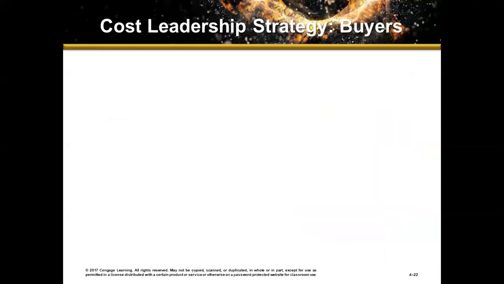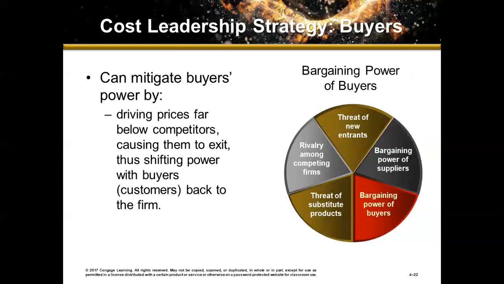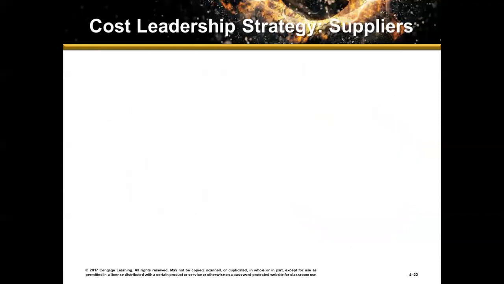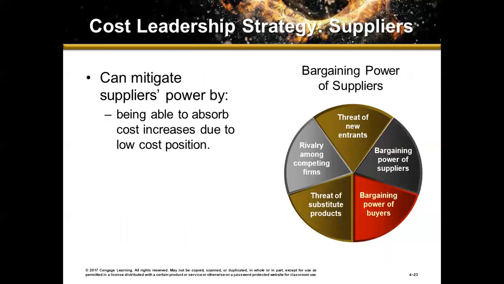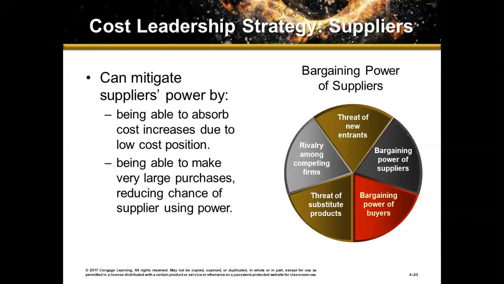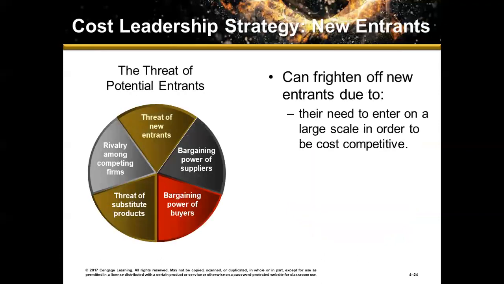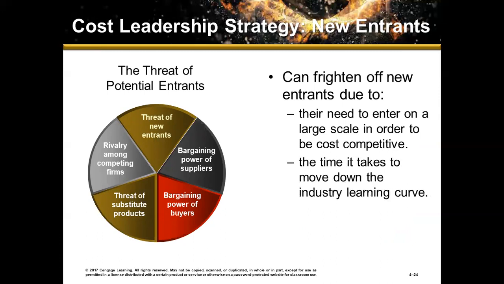Cost leadership strategy, the buyers. Bargaining power of buyers: the firm can mitigate buyers' power by driving prices far below competitors, causing them to exit, thus shifting power with buyers or customers back to the firm. Bargaining power of suppliers: the firm can mitigate suppliers' power by being able to absorb cost increases due to its low-cost position, and being able to make very large purchases, reducing the chance of suppliers using power. The threat of potential entrants: few new entrants can be found due to their need to enter on a large scale in order to be cost competitive, and the time it takes to move down the industry learning curve.